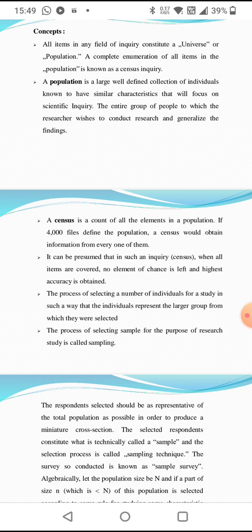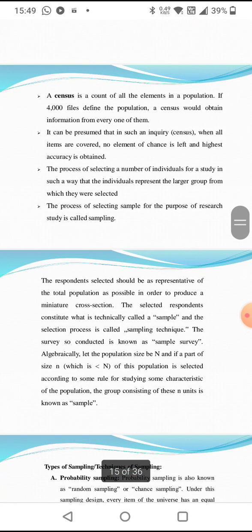Sampling is the process of selecting a number of individuals for a study in such a way that the individuals represent the larger group from which they were selected. The process of selecting a sample for the purpose of a research study is called sampling. The respondents selected should be as representative of the total population as possible in order to produce a miniature cross-section. The selected respondents constitute what is technically called a sample, and the selection process is called a sampling technique. The survey so conducted is known as a sample survey.